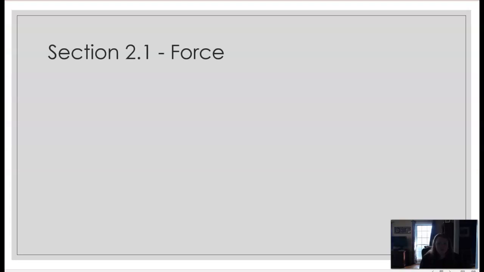So first off, we're going to talk about force. A force is a push or a pull. As you're taking your notes, I think it would be a great idea to highlight any words that I've highlighted because those are going to come back pretty often throughout this unit.